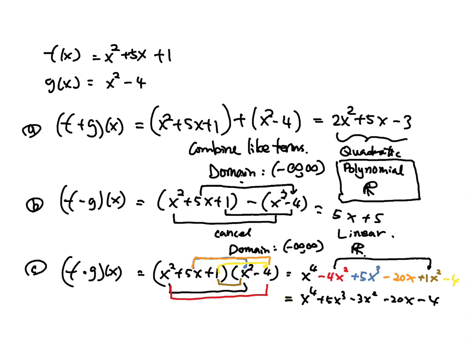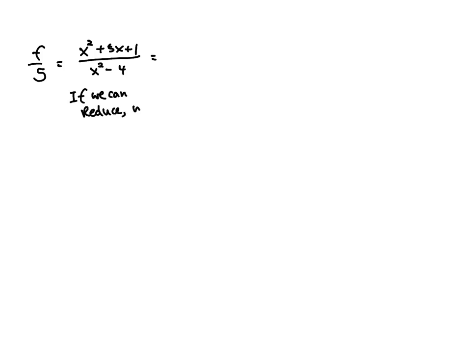All right. Last part, but not the least. You have f over g. So this is x squared plus 5x plus 1 over x squared minus 4. Now, if we can reduce, we will. But in this case, I don't think it is reducible. The numerator is not factorable, so I can't really do anything about it. So this right here is our answer.